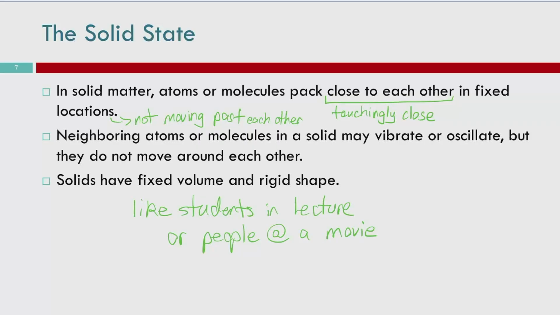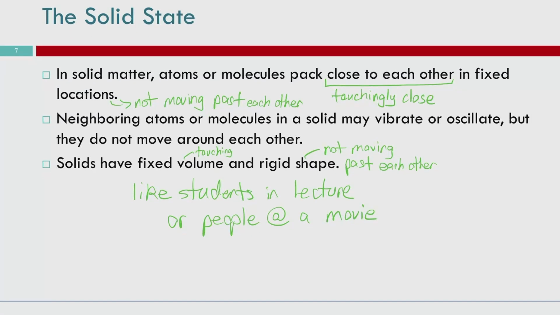And solids, because they're touchingly close, you can't pack them in any tighter. So they have a fixed volume. You can't push them any closer. They're already as close as they're going to get. And they also have a rigid shape because they're not moving past each other. The molecules or the atoms are not moving past each other. So we get a rigid shape.